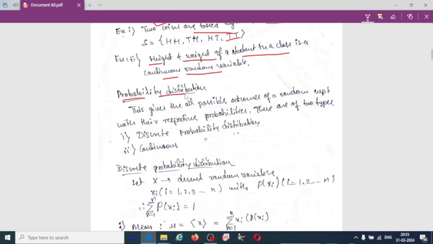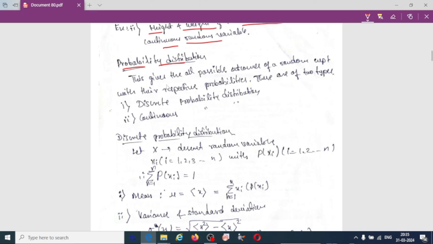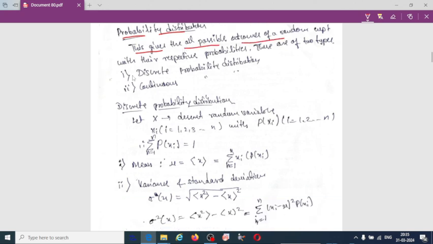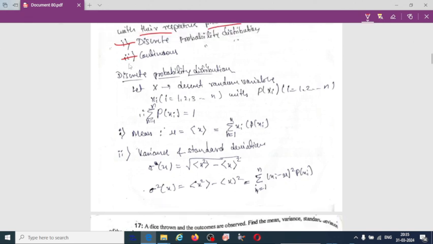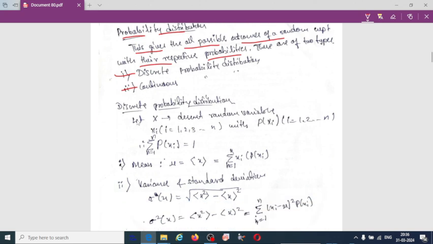Probability distribution. Very important, one question will compulsorily be from probability distribution. This gives all possible outcomes of a random experiment with their respective probabilities. There are two types, discrete probability distribution and continuous probability distribution. Then we are going to have the important types like binomial, Gaussian and Poisson. So first you should understand discrete and continuous probability distribution.